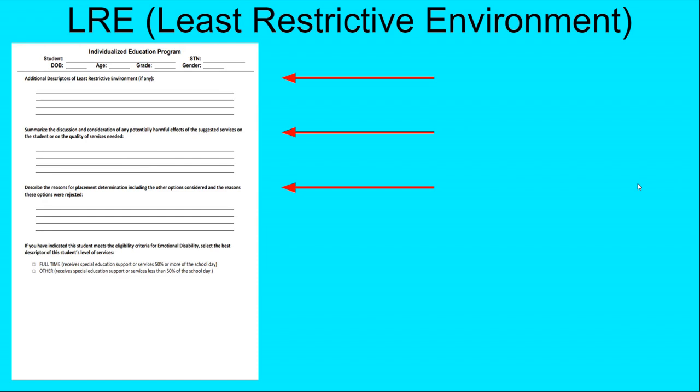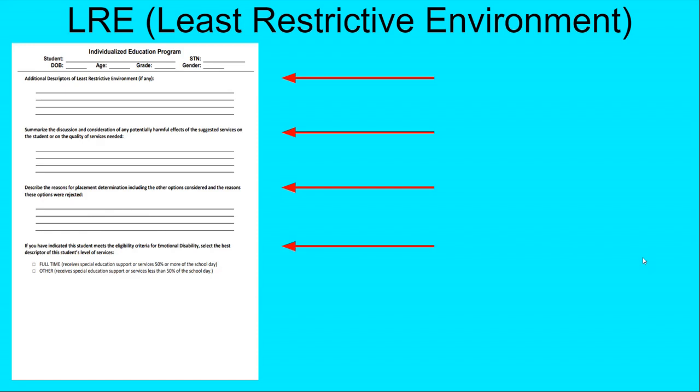Describe the reasons for placement determination, including other options considered and the reasons those were rejected. Basically, we are stating that we considered all other options. The level 50, based upon the data that we have, level 50 more than meets the student's need. And any others would be too restrictive or would not provide enough service. So that's where we describe and we talk about why we chose the level of placement.